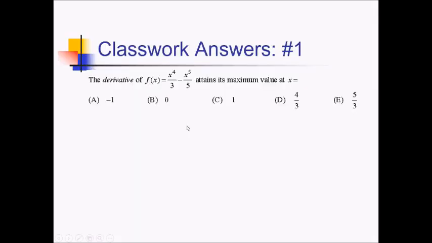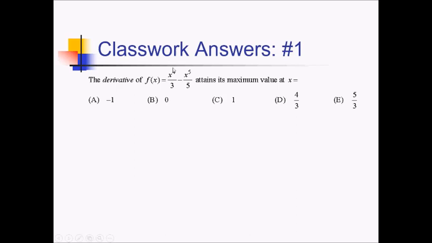For this problem, we have to read very carefully. They want to know at what x value the derivative of this f of x function attains a maximum value. So we're basically trying to figure out where f prime is maximized, not f. Well, if I want to know how I can maximize f prime, I need f double prime. So I need two derivatives here.